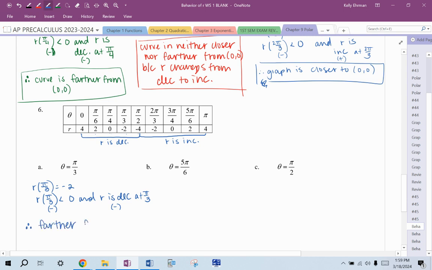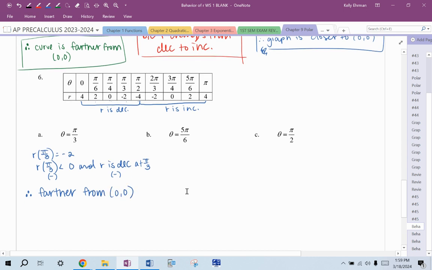I'm getting kind of lazy here, but farther from 0, 0 at that point. What about 5 pi over 6? r of 5 pi over 6 is equal to 2, which is definitely greater than 0. And r is increasing at 5 pi over 6. So this is positive. Increasing, I think of that as positive. And so that means that our signs agree. So again, here we're getting farther from 0, 0.